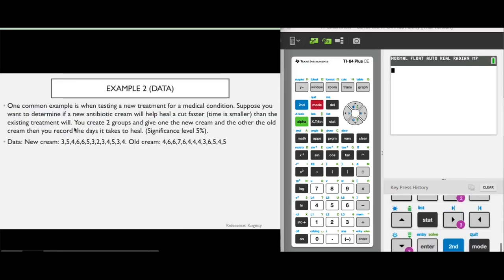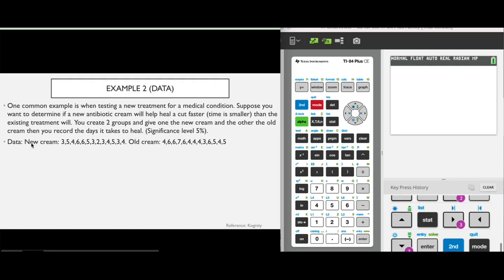Example 2. One common example is when testing a new treatment for a medication. So suppose you want to determine if a new antibiotic cream will help heal a cut faster, i.e. less time, than the existing treatment. So you create two groups and you give one group the new cream and the other group the old cream. And then you record how many days it takes to heal. We're going to be doing this at a 5% level of significance.